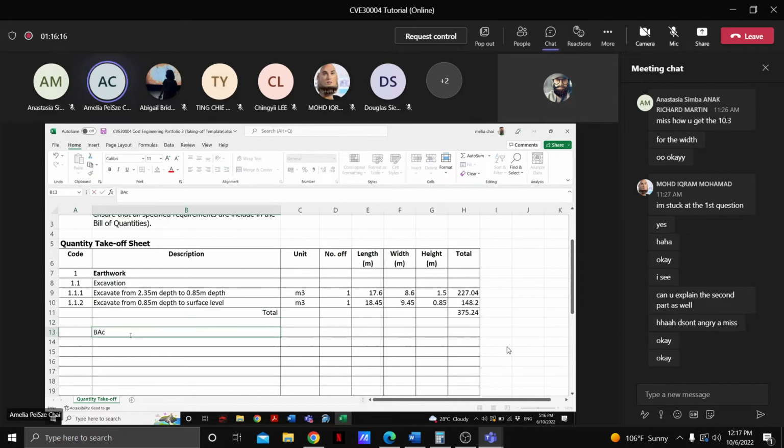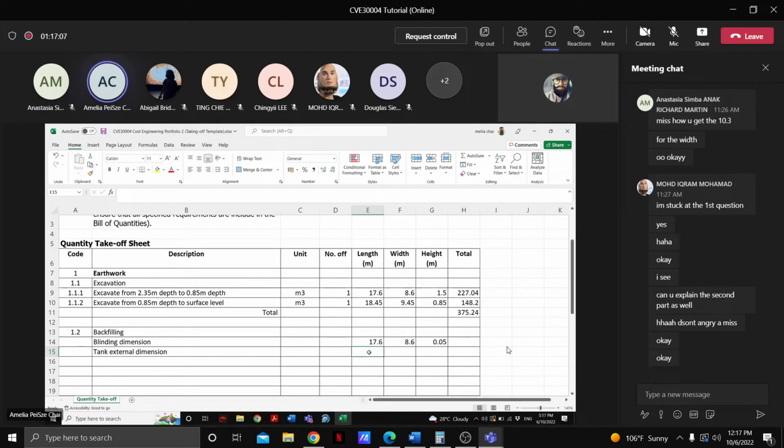Backfilling. So we calculate how much we need to backfill. For backfilling, we need to know the blinding dimension, then the tank external dimension. So your blinding length is how much? 17.6 and 0.6, thickness 0.05.